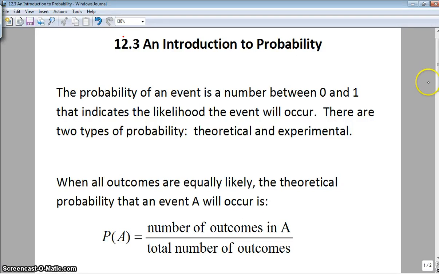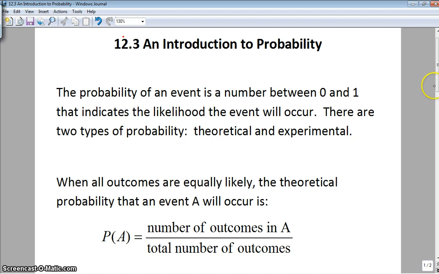We're going to do a little introduction to probability. Hopefully we all know that the probability of an event is always between 0 and 1. It's always going to be a number between 0 and 1. If the probability is 0, then there is no likelihood that the event will occur. And if the probability is 1, then there is every likelihood that the event will occur.